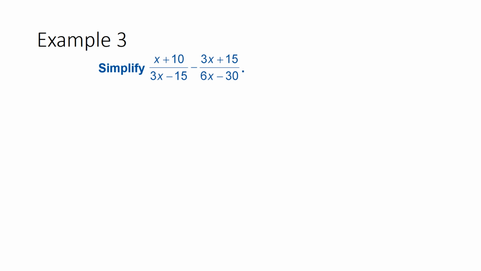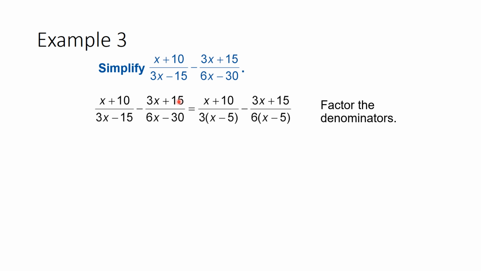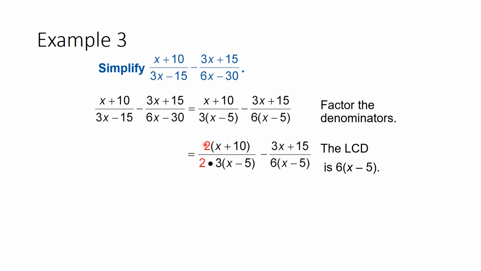Okay, here's another example. They both have binomials in their denominators, but they don't quite look the same. So let's try factoring first. When I factor the denominators, I see that they have a common factor of x minus 5. What's different is this has a coefficient of 3, whereas this fraction has a coefficient of 6. Well, the way to make their denominators match is to simply multiply this left fraction by 2. Remember to multiply both the numerator and the denominator by 2.